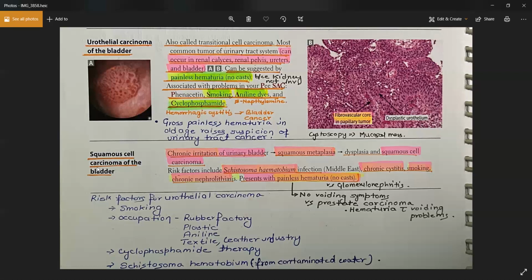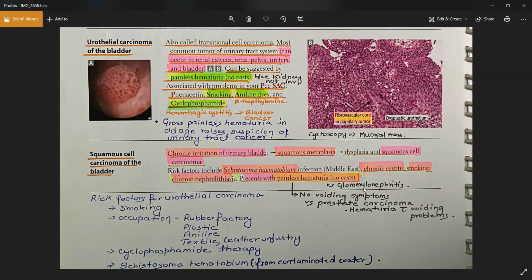Metaplasia is an important thing. It is a must that should be there in order to get a squamous cell carcinoma. Because of chronic irritation of the urinary bladder, the patient will get a squamous metaplasia. Because of this squamous metaplasia, the patient will get squamous cell carcinoma. Risk factors again are the same: chronic cystitis, smoking, chronic nephrolithiasis, Schistosoma haematobium. They all can cause squamous cell carcinoma of the bladder. The patient again will have a painless hematuria. And please note, no voiding symptoms will be present.